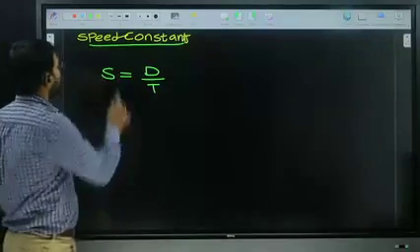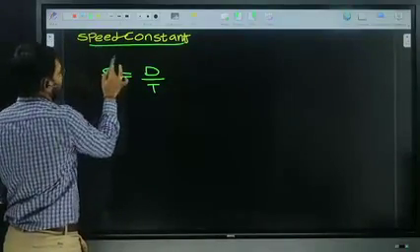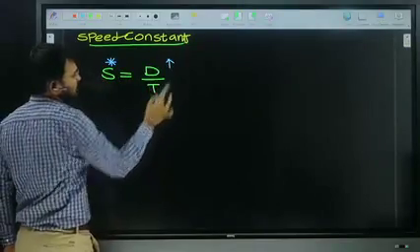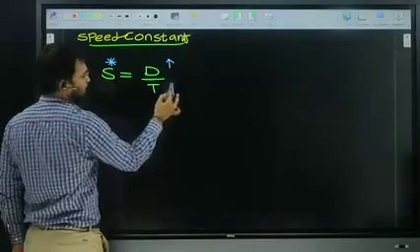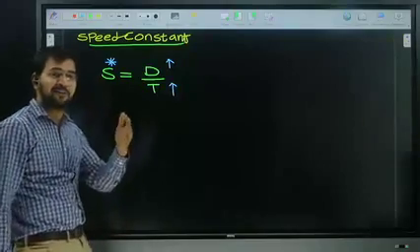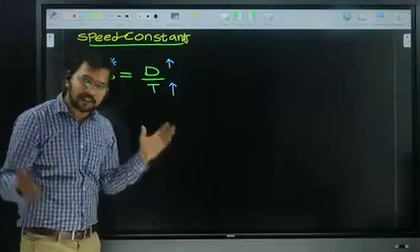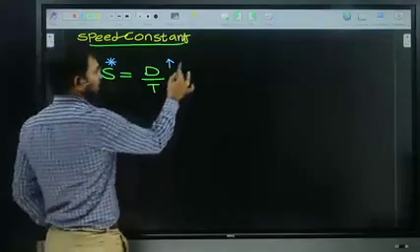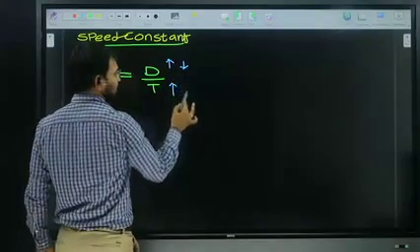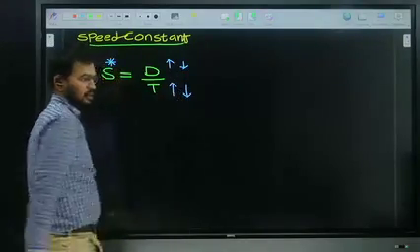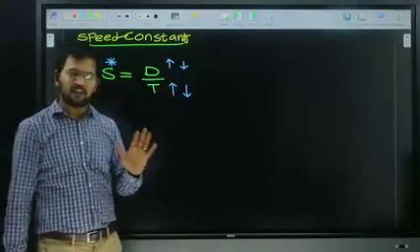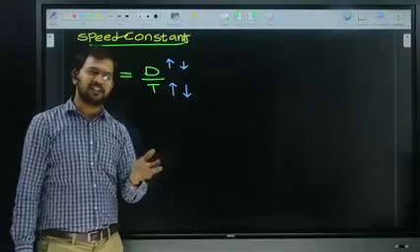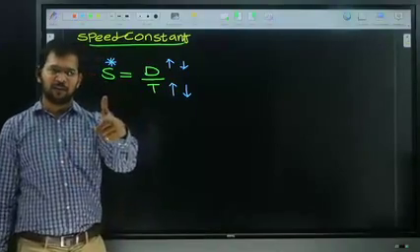That is, whenever speed is constant, if distance is more, time taken would be more. Whenever you are traveling with a constant speed, if distance is more, time is also more. For example, if distance is less, time is also less. So one thing is very clear: if distance is more, time taken would be more; if the distance is less, time taken would be less. All of you okay?